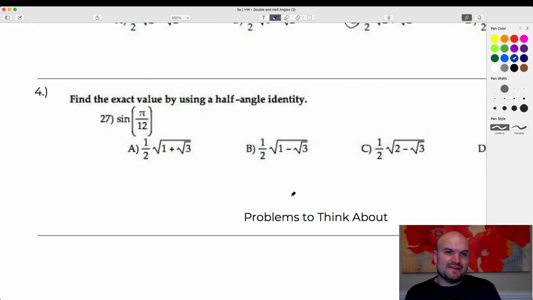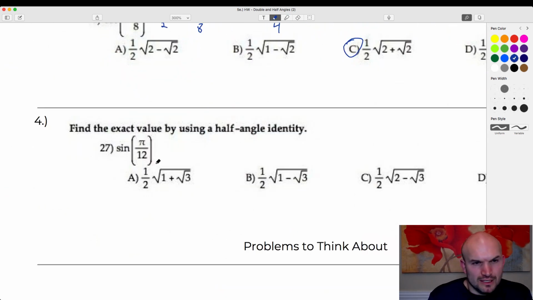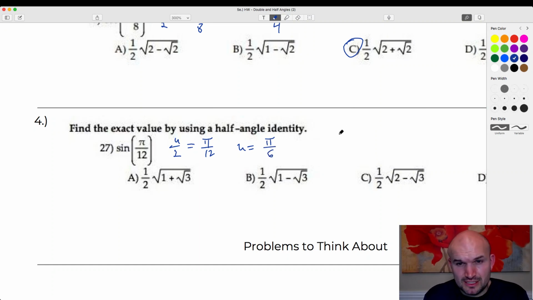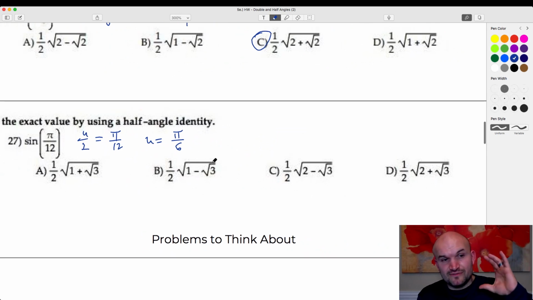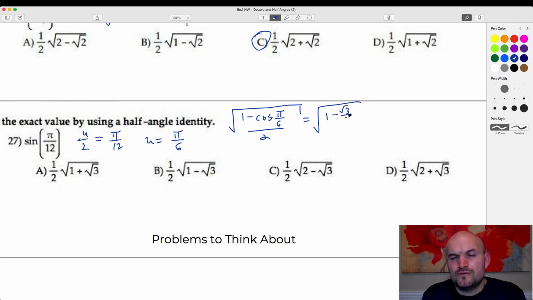All right, last one. Find the exact value using the half angle identity. So again, the same kind of thing. So therefore, let's just take u over 2 is equal to pi over 12. So therefore, u is equal to pi over 6. So the sine formula, though, is a little bit different than cosine. Again, pi over 12 is in the first quadrant, so therefore everything's going to be positive. So that's going to be 1 minus the cosine of pi over 6 divided by 2. So cosine of pi over 6 is square root of 3 over 2. So it's 1 minus the square root of 3 over 2, divided by 2. Multiply by 2 on the top and bottom.